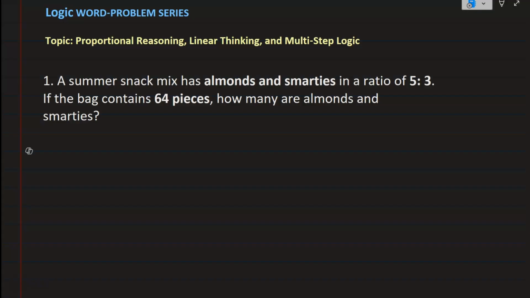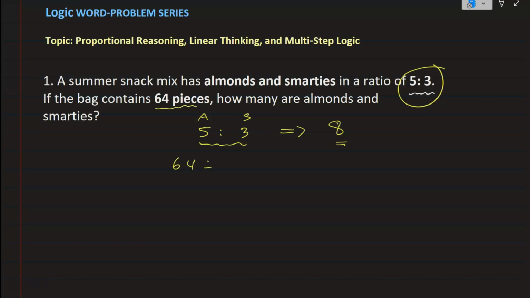Here we go. A summer snack mix has almonds and Smarties in a ratio of 5 to 3. If the bag contains 64 pieces, how many are almonds and Smarties? So understand what this means. 5 to 3 means for every 5 almonds, you have 3 Smarties, S. The total in that snack mix for the first batch is 8 pieces. So how many of the 8 are in the 64 pieces?